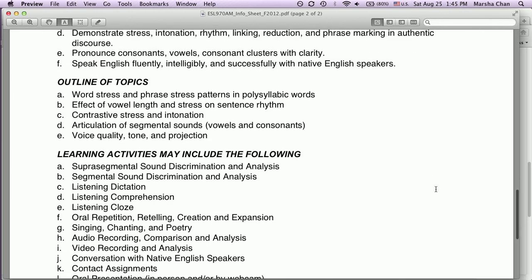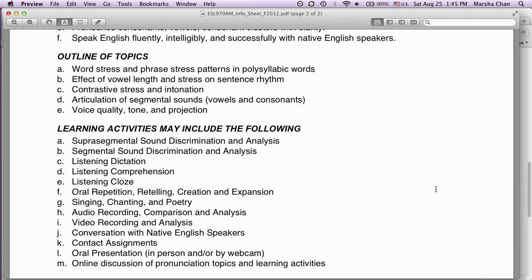What else? This just gives an outline of what topics we're talking about. Word stress and phrase stress in polysyllabic words. Poly means many. Another word is multisyllabic. So for example, the word chair is 1 syllable. The word table is 2 syllables. The word teacher is 2 syllables. The word professor is 3 syllables. So with multisyllabic words, we need to pay attention to where the stress is and the stress patterns. And we'll be working on that because that influences your overall accent.